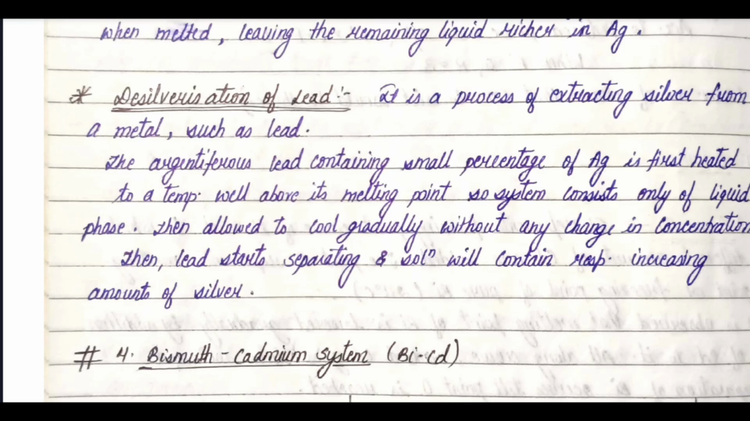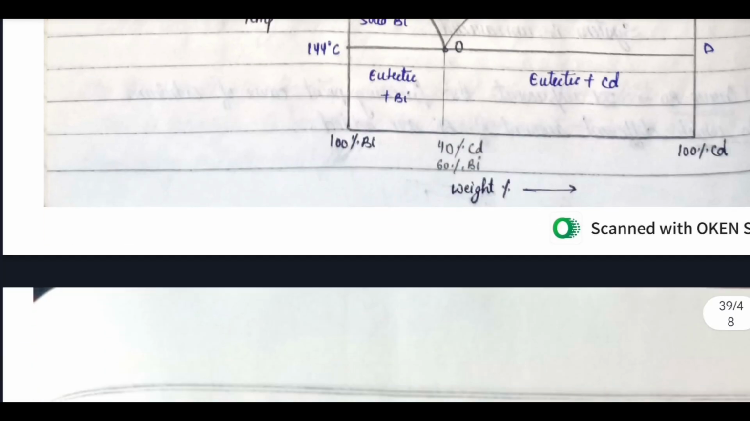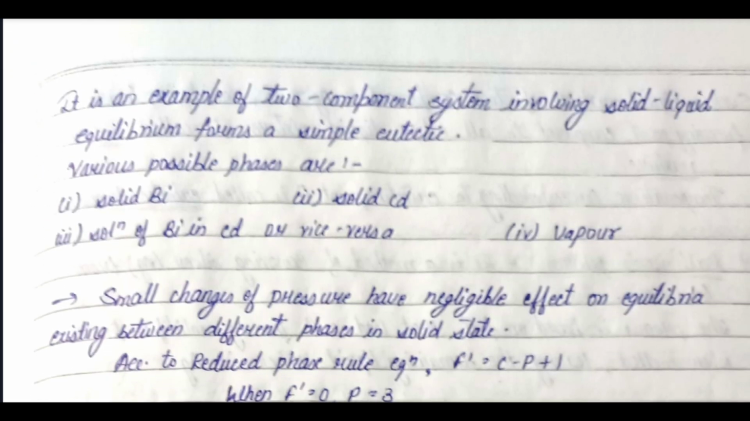Then, allowed to cool gradually without any change in concentration, lead starts separating and the solution will contain respectively increasing amounts of silver. 4. Bismuth-cadmium system. It is an example of a two-component system involving solid-liquid equilibria that forms a simple eutectic.